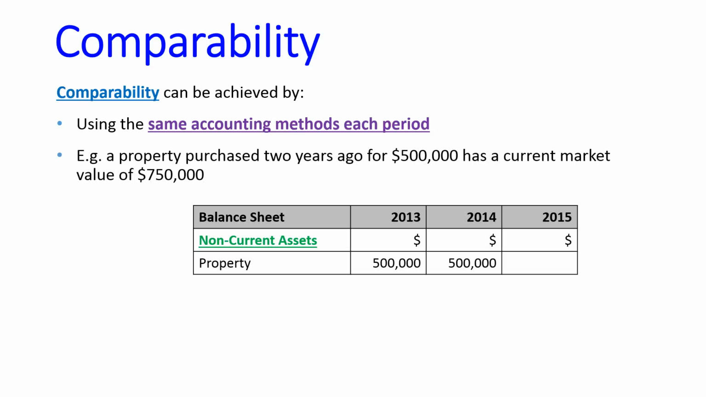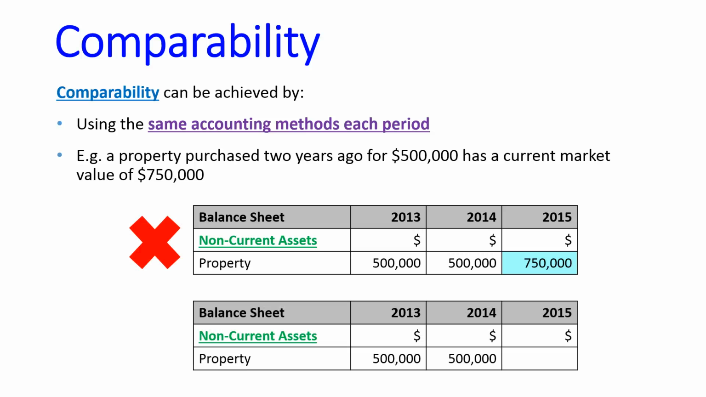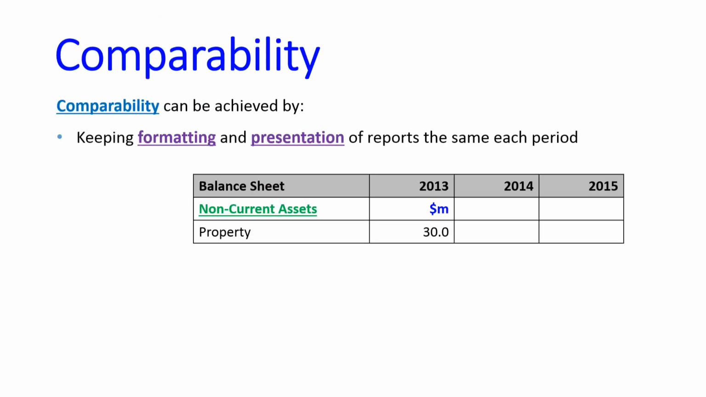We bought a property 2 years ago for 500,000, it's got a current market value of 750. So if we had valued it at 500,000 and then increased it to 750, that would breach comparability. That's not what we've been doing in the past. However, if we kept it at its historical cost, that would be comparable. So that way we can see a difference in the way assets are valued and how that impacts our comparability.